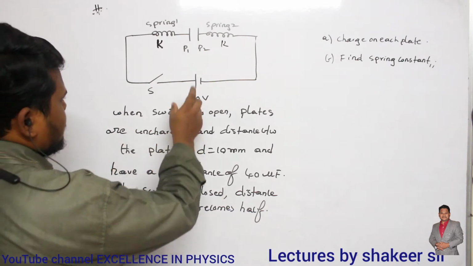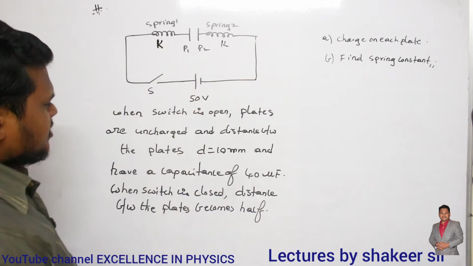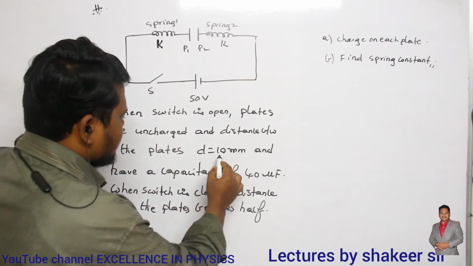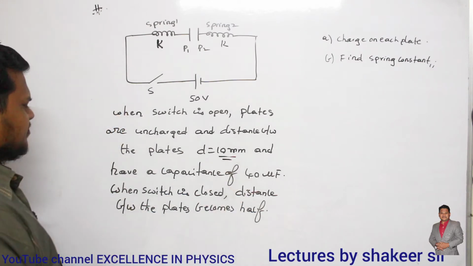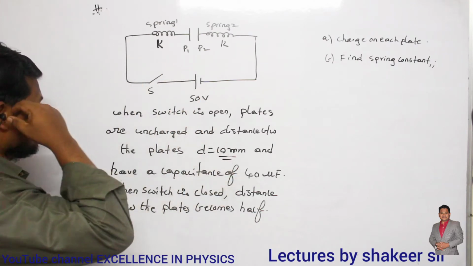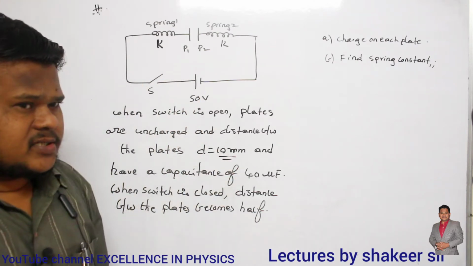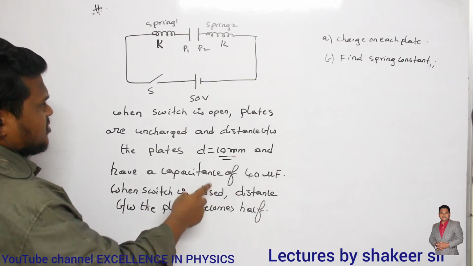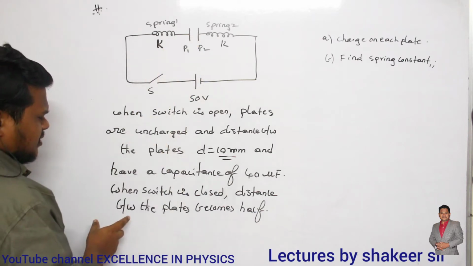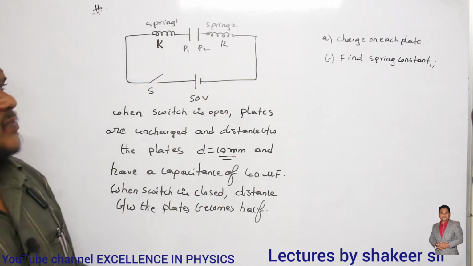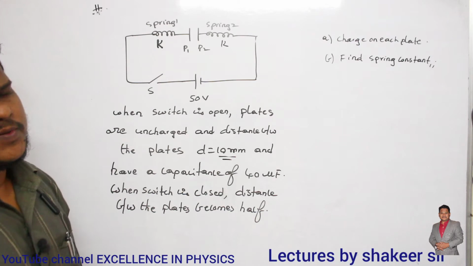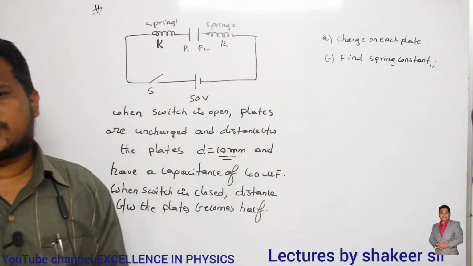Then when the switch is closed, initially these capacitors were not charged, they were uncharged. And the distance between the plates was 10 millimeters. Clear, ma? And they were having a capacitance of 40 microfarads initially in the uncharged condition. Now when the switch is closed, what will happen? Charges get deposited on the positive plate and negative plate. Then the distance between the plates has become half. Then what is the charge on each plate and what is the spring constant of the spring?